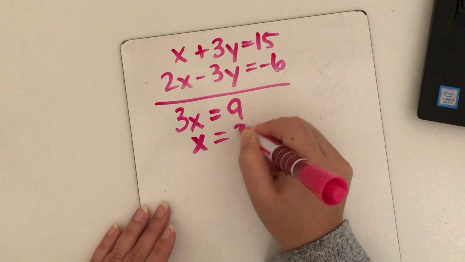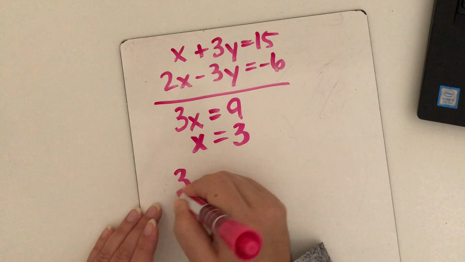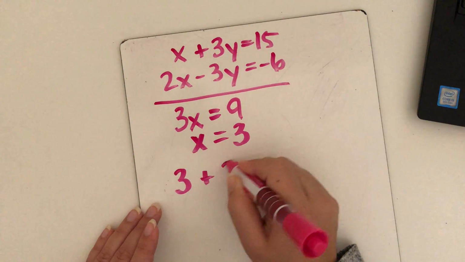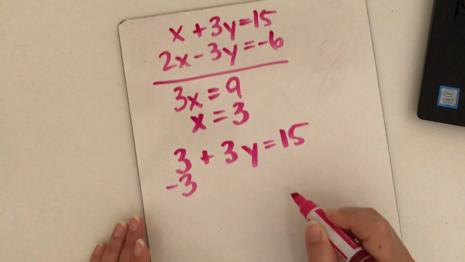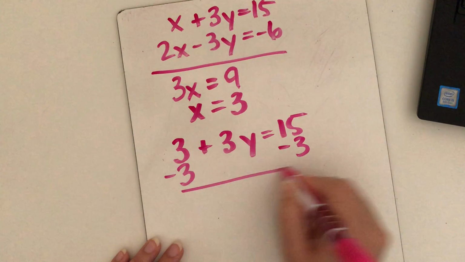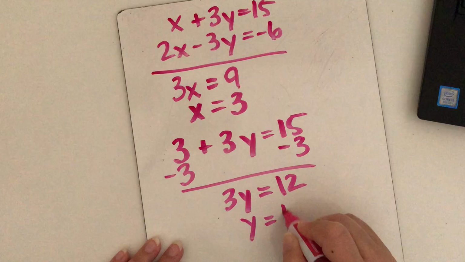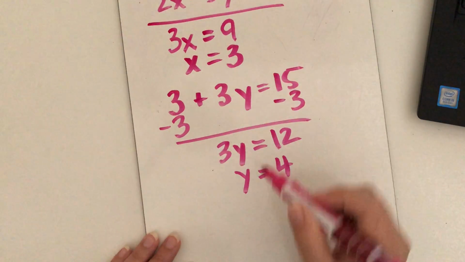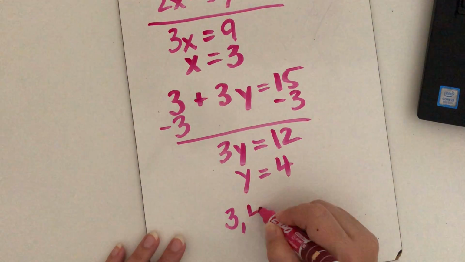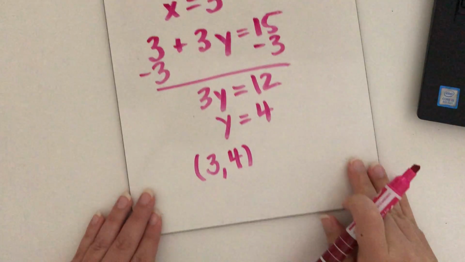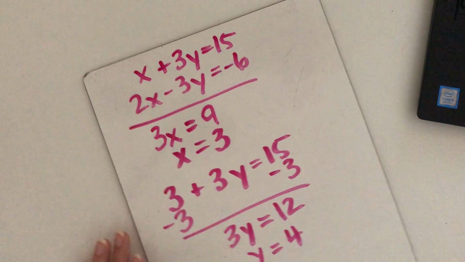Divide both sides by 3 and I get x equals 3. If I plug that back in, I'm going to take the first one. So 3 plus 3y equals 15, subtract the 3, subtract the 3, 3y equals 12. So then y would equal 4. So that tells me that my solution for this system is 3, 4. Okay? So again, it's pretty easy if you remember the steps that we needed to take.